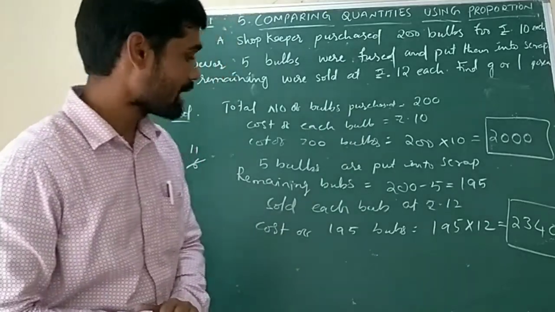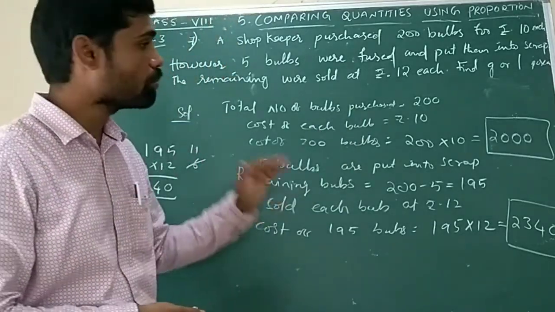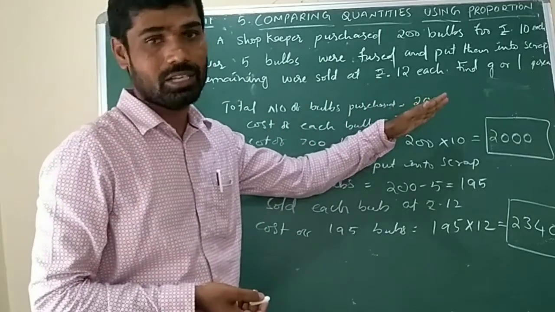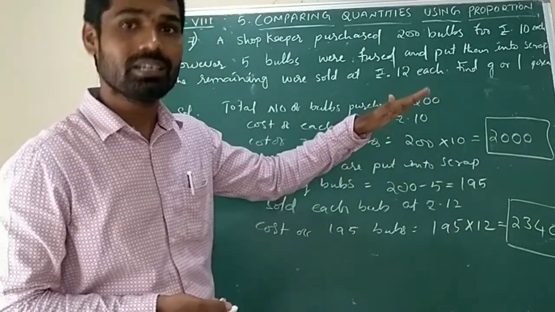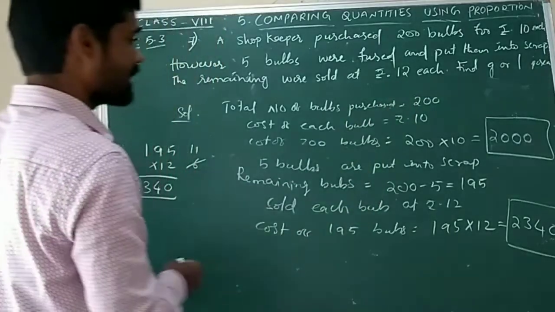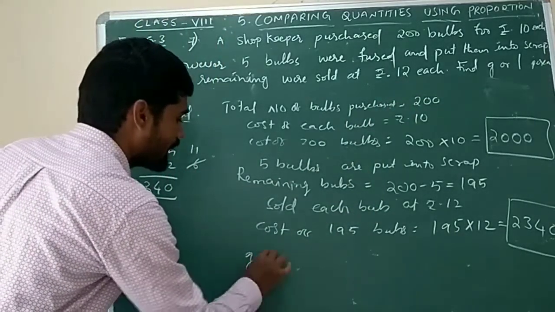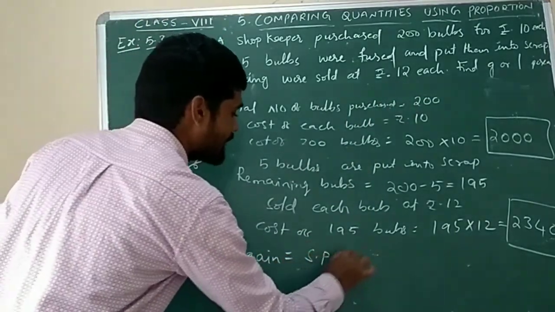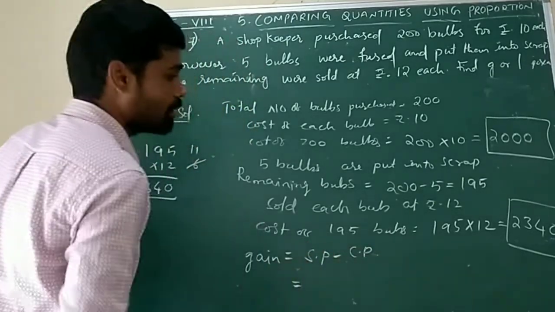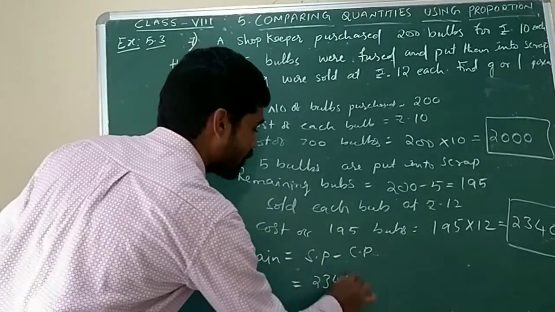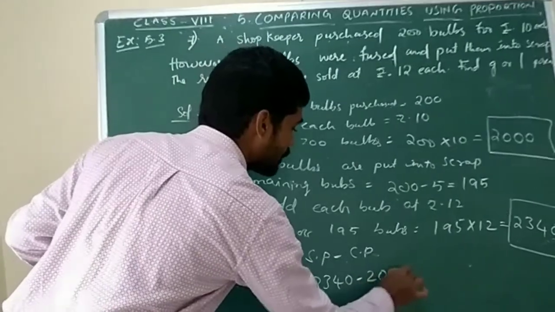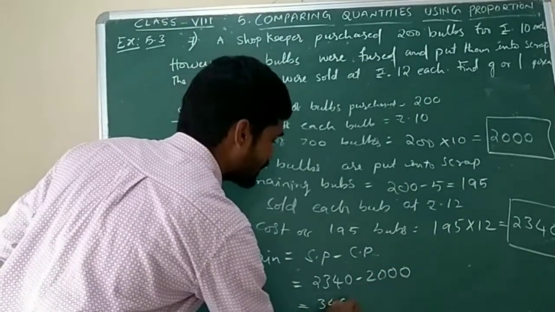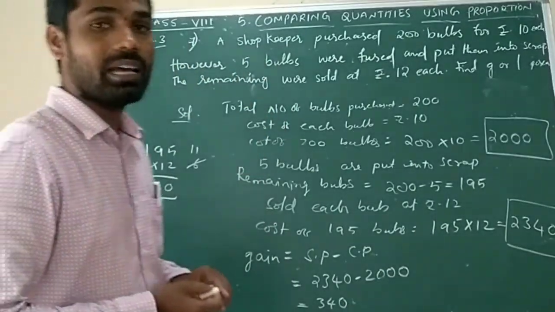Just observe both the prices. We can say the selling price is more than the cost price. So did he get profit or loss? Profit. So what is the gain amount? The gain is equal to selling price minus cost price, which is 2340 minus 2000. Therefore he gained 340 rupees extra.